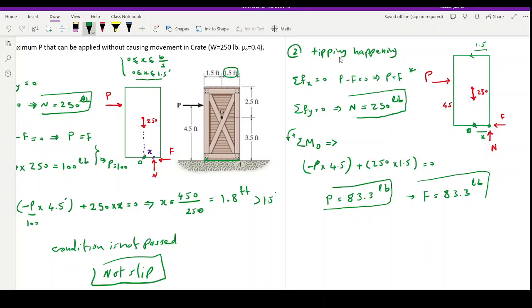Now, let's see how much the maximum F is. Maximum F is again mu S times N, which we calculated, and that's 100. That means that this F is smaller than Fs, because the F that we need, which we calculated, is 83, and that means it's going to tip over, because this assumption's condition was if F is smaller than Fs, then it will tip over.